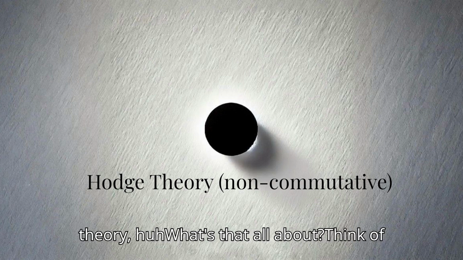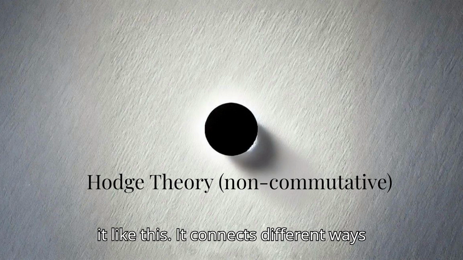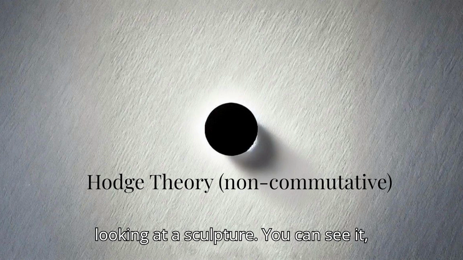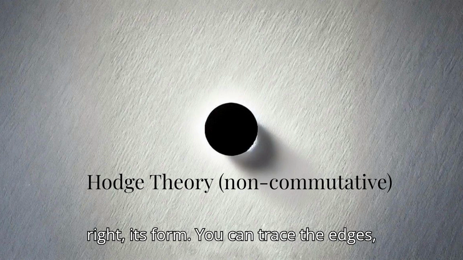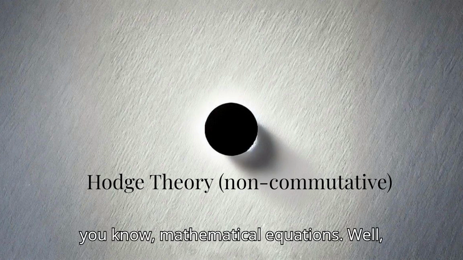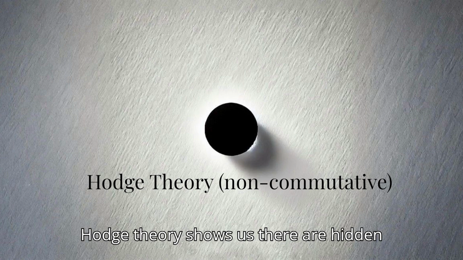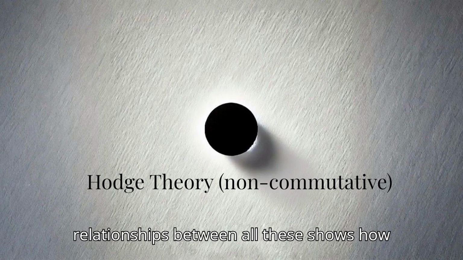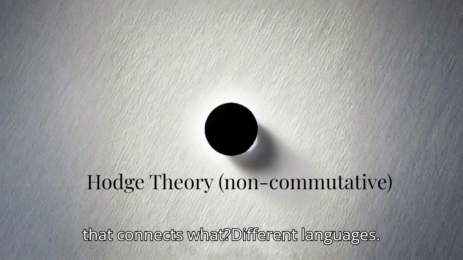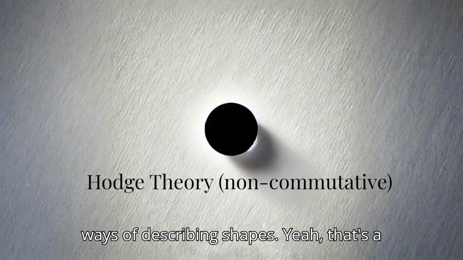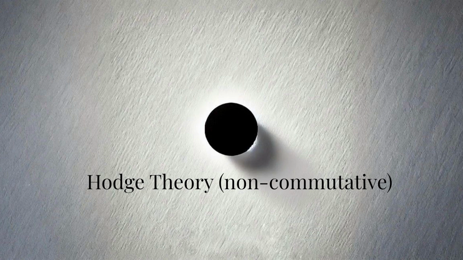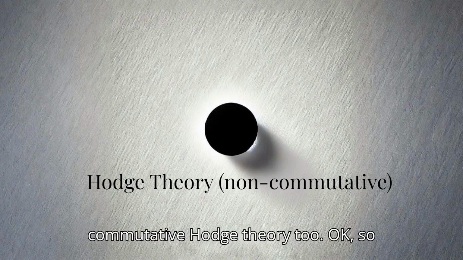Okay, so usual Hodge theory, huh? What's that all about? Think of it like this. It connects different ways of looking at shapes. Imagine you're looking at a sculpture. You can see its form. You can trace the edges, the curves, and you can describe it with mathematical equations. Hodge theory shows us there are hidden relationships between all these, and how they all reflect the same structure underneath. So it's like a secret code that connects different languages, but instead of languages, it's different ways of describing shapes. Yeah, that's a great analogy. And this idea of connecting things that seem different is at the heart of non-commutative Hodge theory, too.